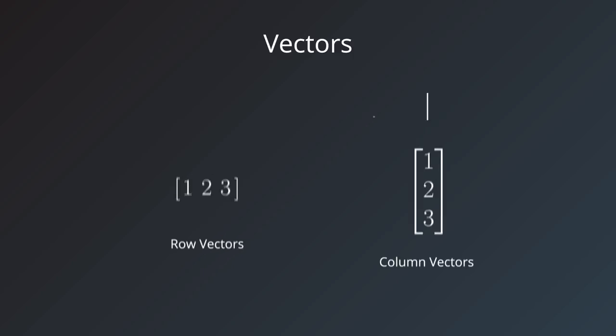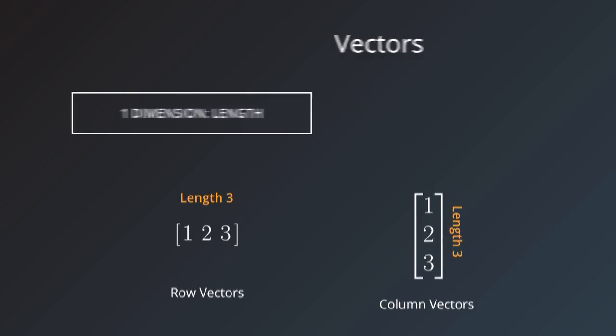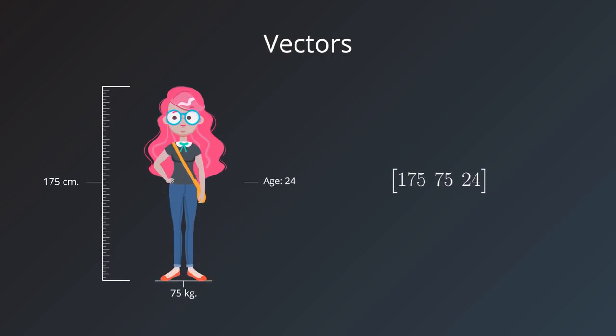Either way, a vector is said to have 1 dimension, which we call its length. So each of these 2 vectors has a length of 3. Our list from before, with a person's height, weight, and age, could be stored as a vector.